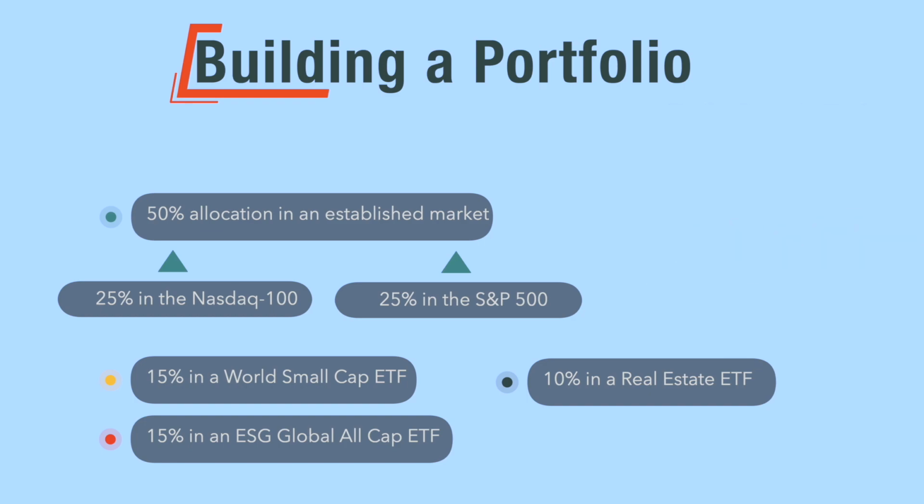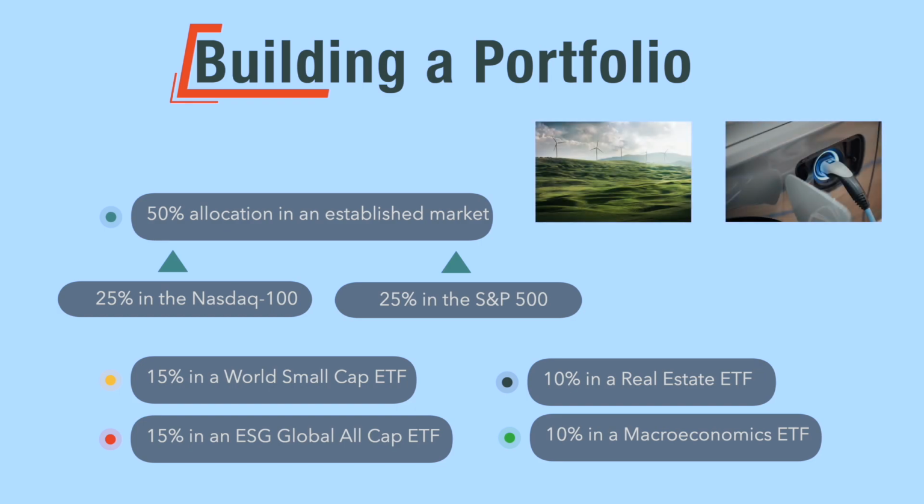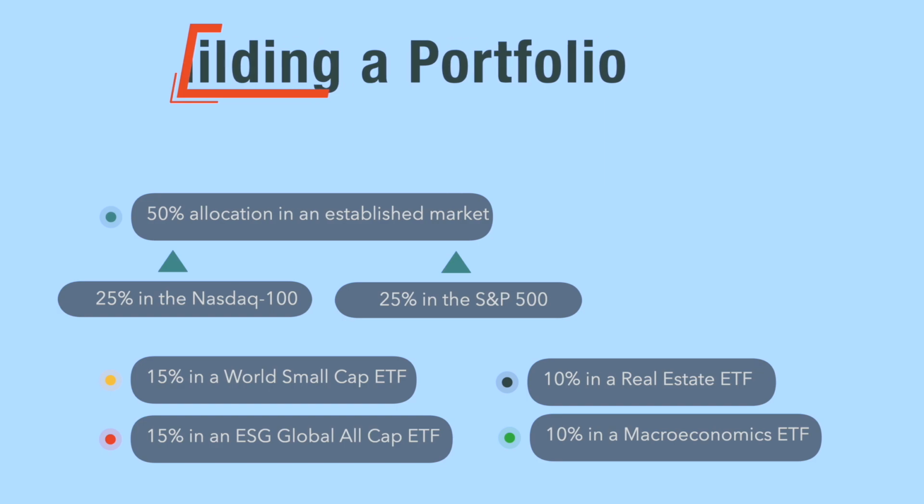And finally, the remaining 10%, you can use it for a macroeconomic trend, like global clean energy or electric cars. Here is where you can benefit from future trends and innovations. But if you are wrong, you're just losing 10%. And by the way, you won't lose the whole 10%, just a small part of it.